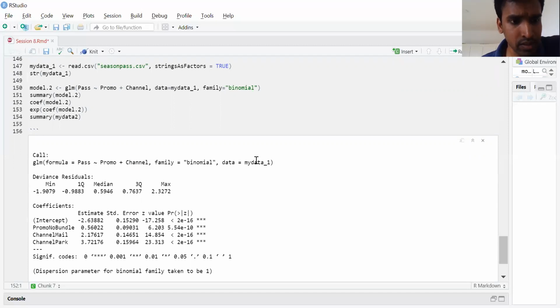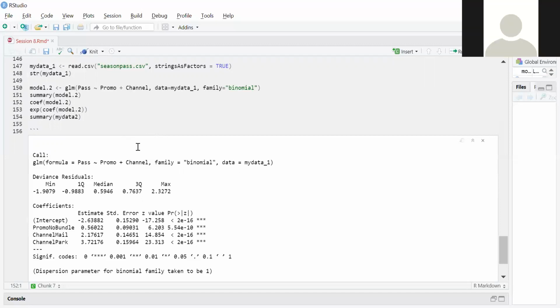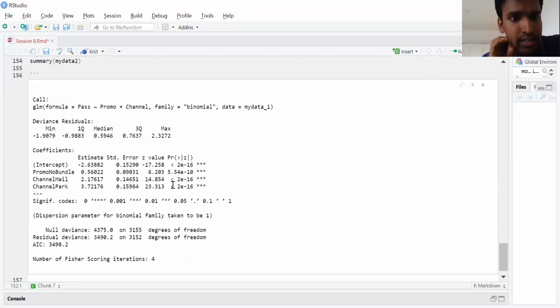Yes, which means channel mail and channel park are compared against channel email, right? Yeah, if I understand correctly. So channel email has the highest chance, and compared to channel email, channel mail is 8.8 times higher, and channel park is 41 times higher. Okay, I think you are getting the coefficients model, right? I'm talking about the exponentials here. Let's first complete the summary of the data, then move on to this one. Let's start with the summary of the model, and if you can explain what you understand by the summary.